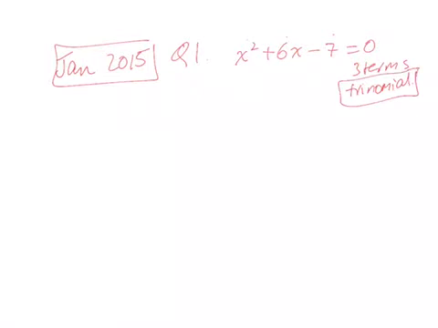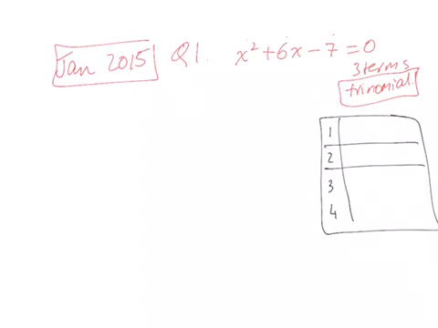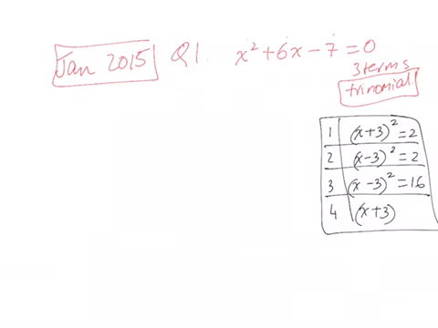Okay, so the answer choices are right here. So they've given us 4 choices as always. And our answer choices are listed. So the first one is x plus 3 whole squared is equal to 2. The second one is x minus 3 whole squared is equal to 2. And then x minus 3 squared is equal to 16. And x plus 3 whole squared is equal to 16.